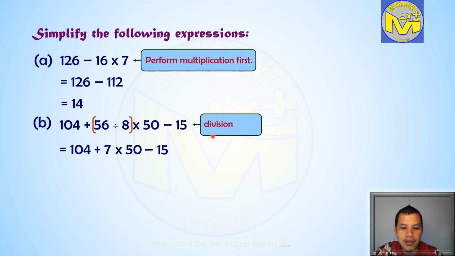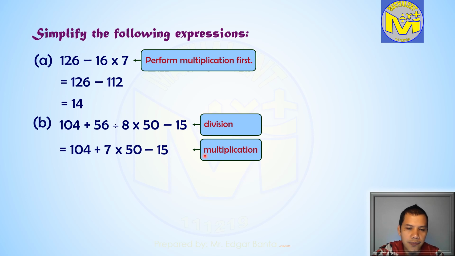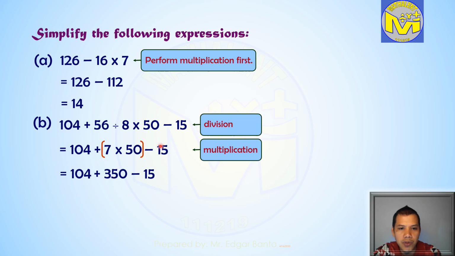Okay, next is we will do multiplication. Okay, DMAS, right? Next is M, and then we will multiply, right? So I'll put some brackets so you can see it. 50 times 7 or 7 times 50 is equal to 350. So first bring this down, plus 350 minus 15. Bring down minus 15. Now we have plus and minus. Can we do left to right now? Yes. We can do left to right, or yes, of course.